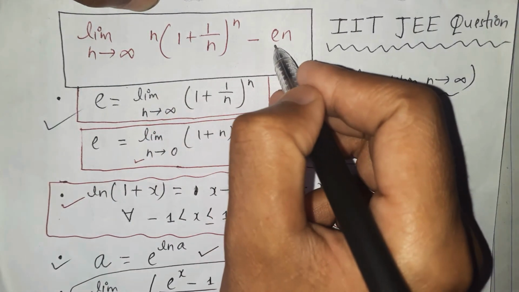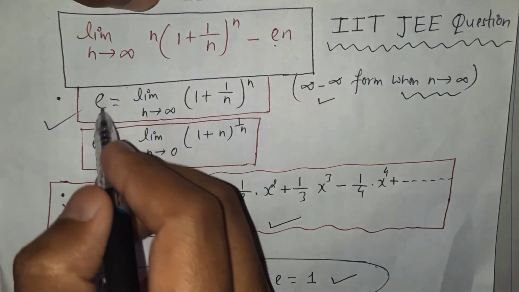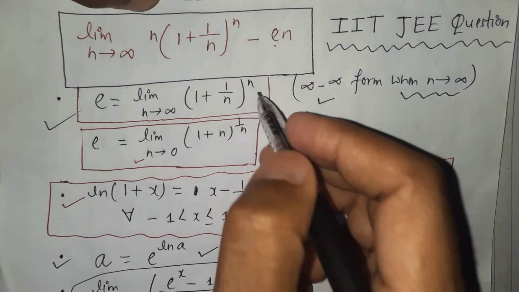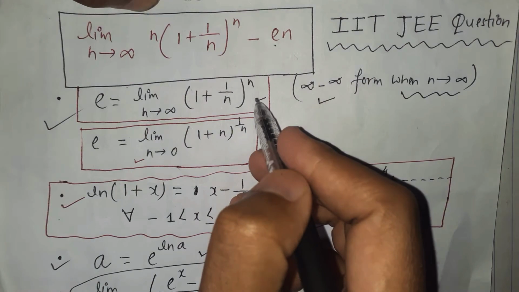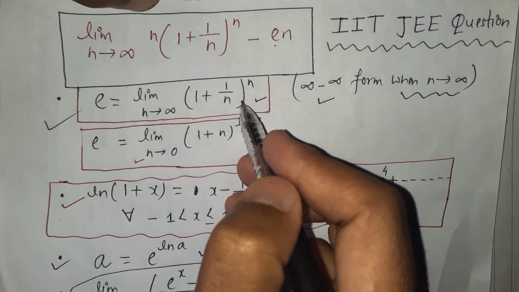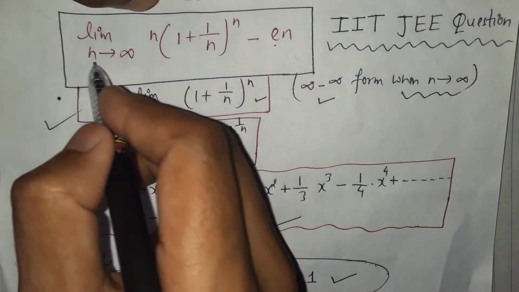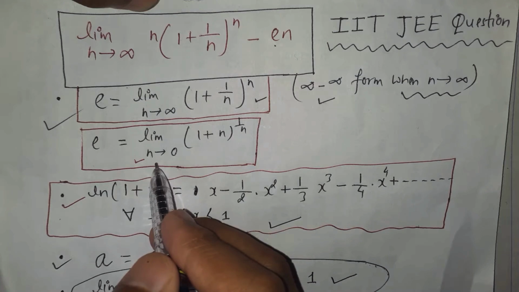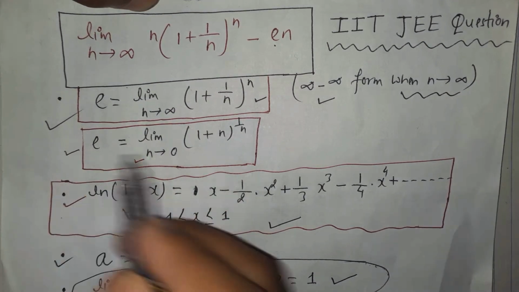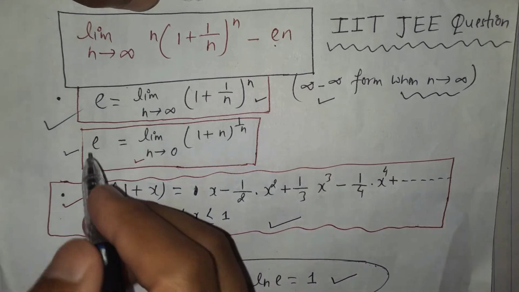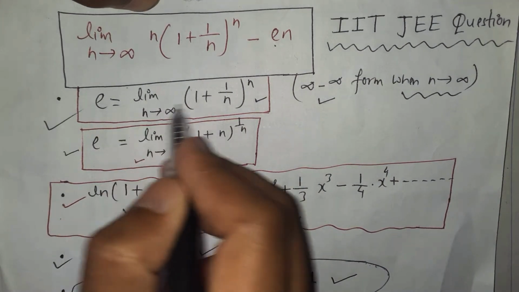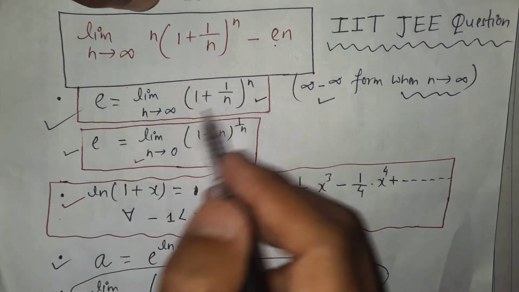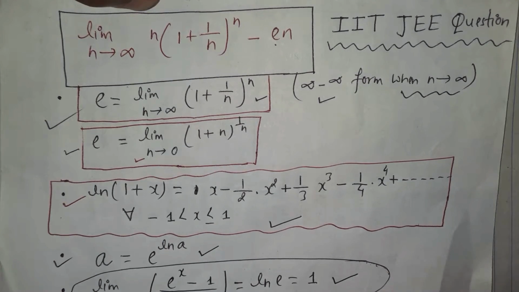Here e is the Euler number, and the Euler number is defined as the limit as n approaches infinity of (1 plus 1 over n) raised to the power of n. Please memorize this formula. It is the definition of the Euler number when the variable approaches infinity. When the variable approaches 0, there is a second definition of the same Euler number. If the variable approaches infinity, apply the first condition; if it approaches 0, apply the second condition. These two are the definitions of the Euler number e.